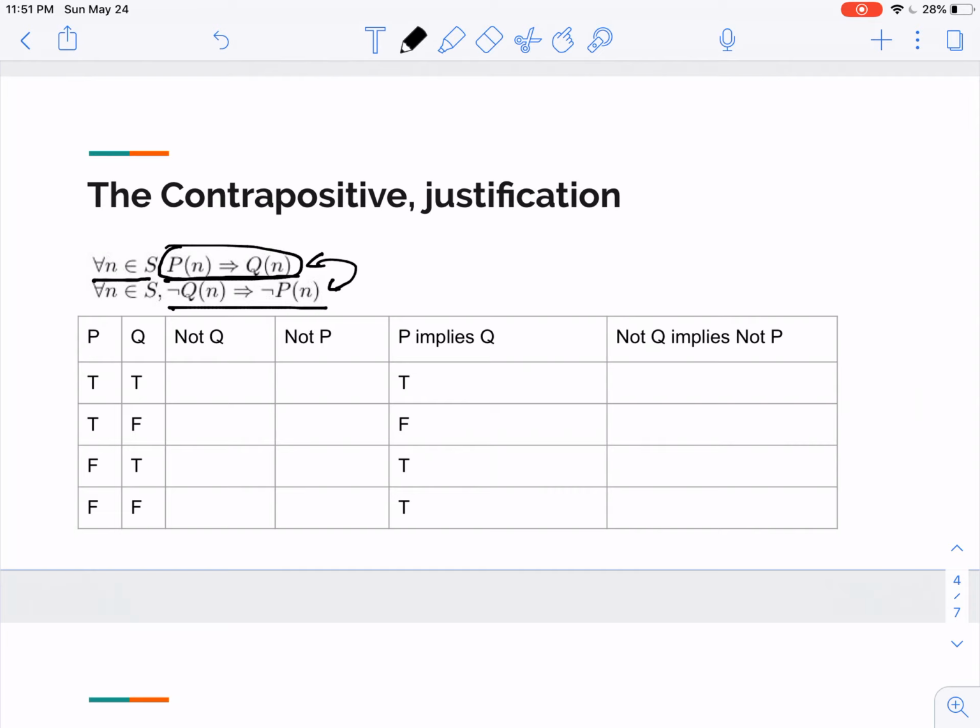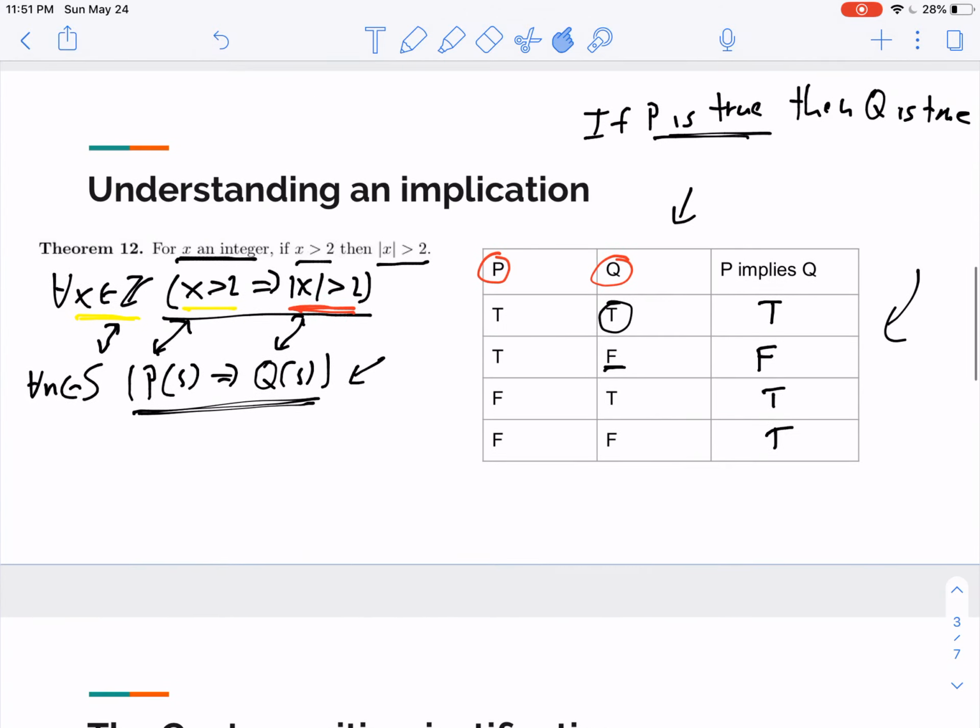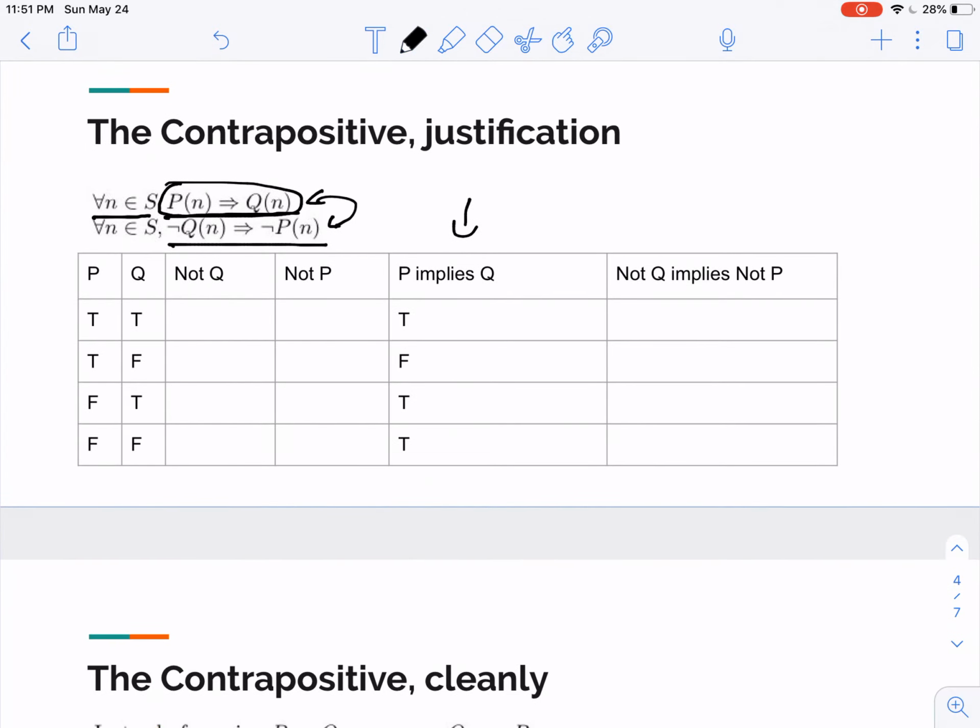Here again, I've just written out the truth table for P implies Q. I copied that from the previous slide. Now let's fill this in. So we have not Q. Not Q is false here, because Q is true. Not just flips the truth value. So here would be true, and false, and then true. And not P would be false, false, true, true.